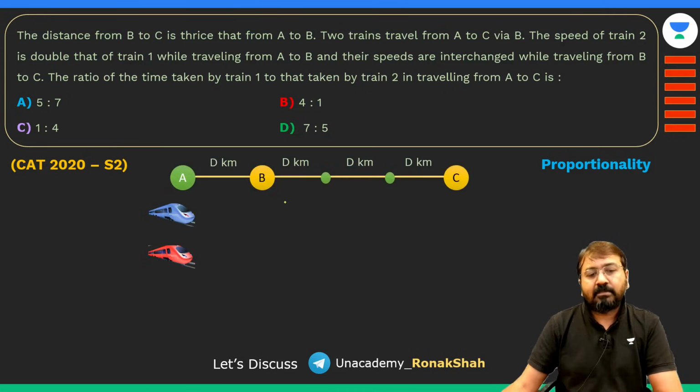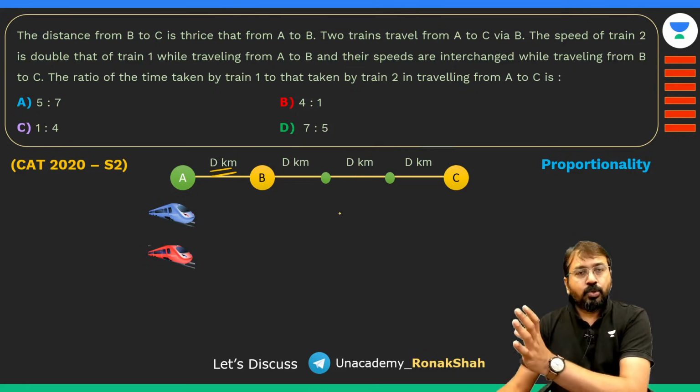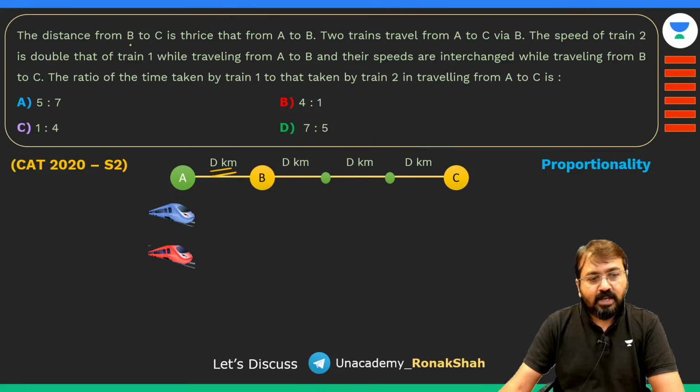So the figure looks something like this. Distance from A to B is, if it is D kilometers, then distance from B to C should be 3 times of that. So I have just shown it in different parts. Okay, so as per the given data.